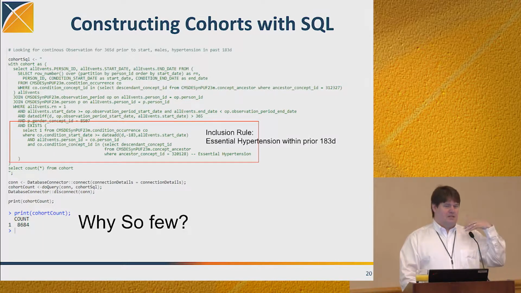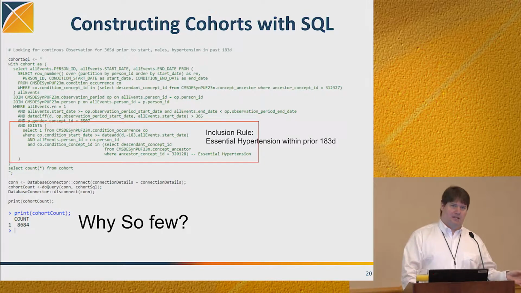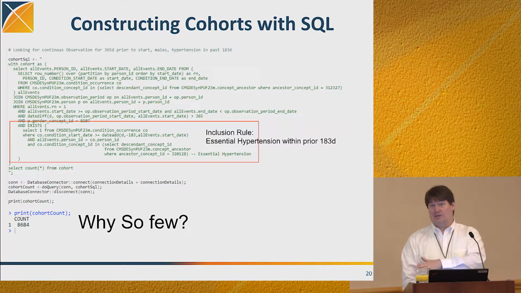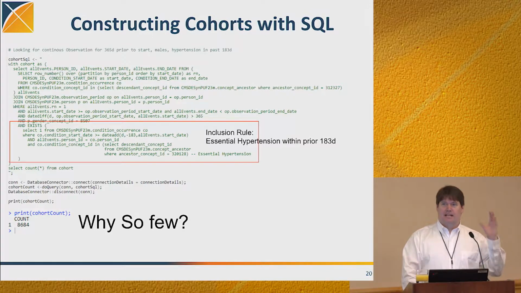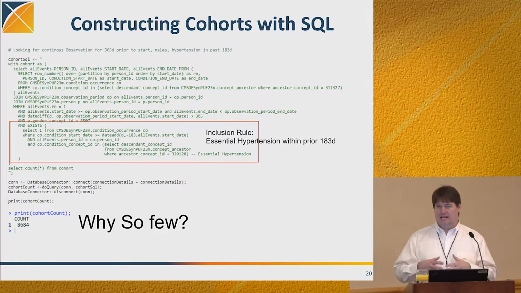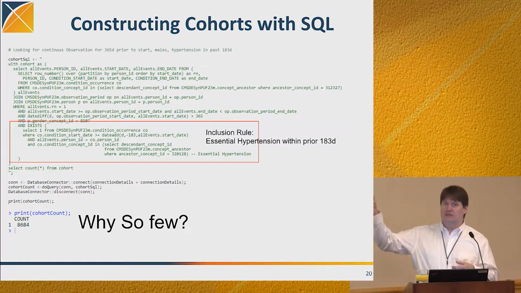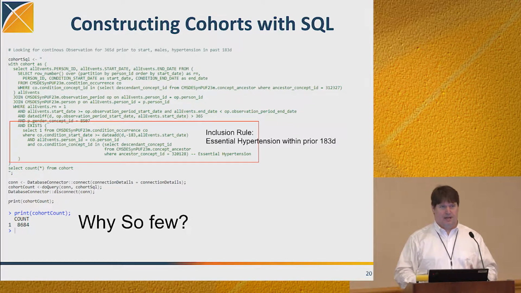Just to review, things we talked about: continuous observation. We have the notion of an inclusion rule. We could have the notion of an exclusion rule. And we've talked about just a couple of the domains of data, person and condition occurrence, that we use to define this population. Okay?